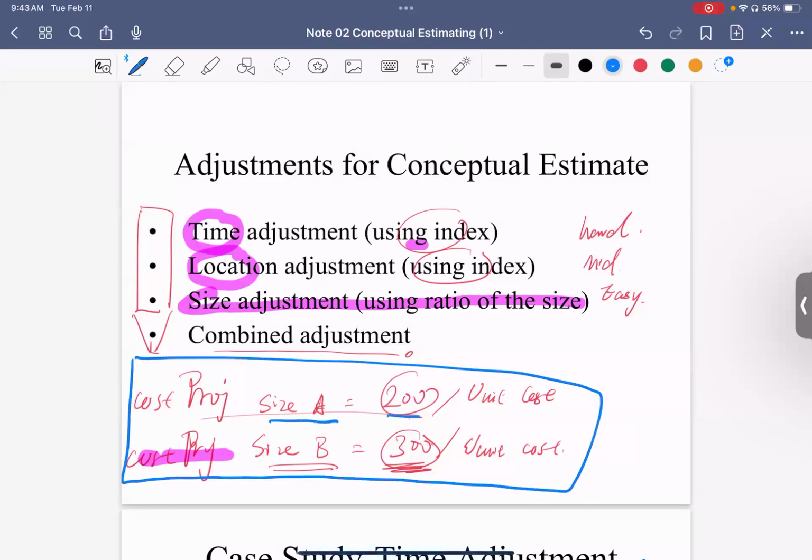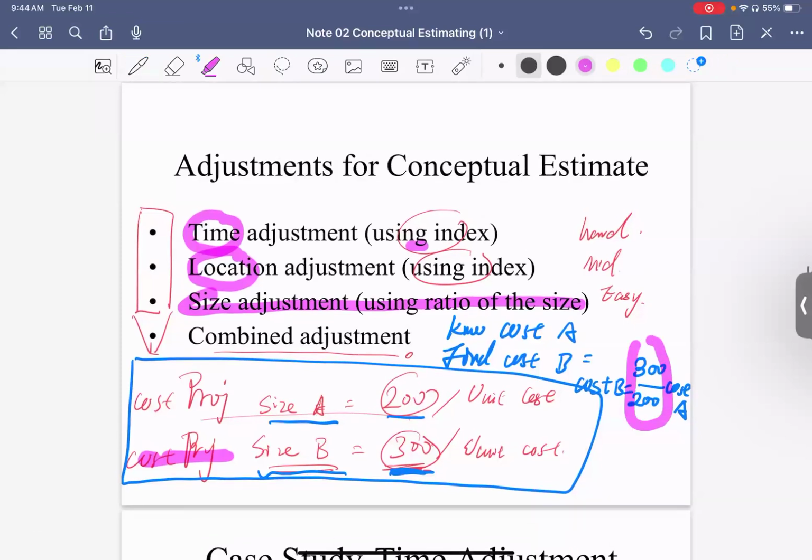For project A, the size is 200, and project B's size is 300. If you know the cost for A, then you can find the cost for B. Cost B is equal to the size of B divided by the size of A, times the cost A. So that is quite easy. Similar to the location adjustment, you use your known size. You know the cost for A, and cost A divided by 200 is actually finding its unit cost, right? Times the 300, the proposed one, you find the cost for B. So that's the size adjustment.